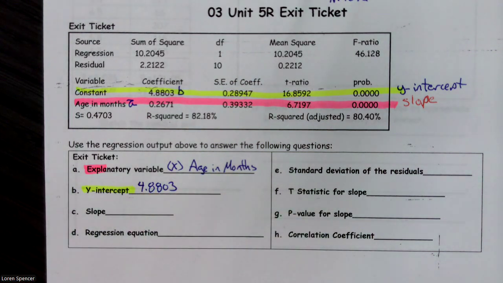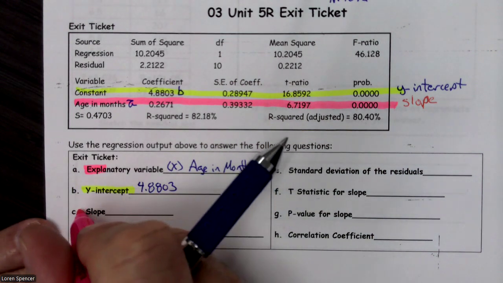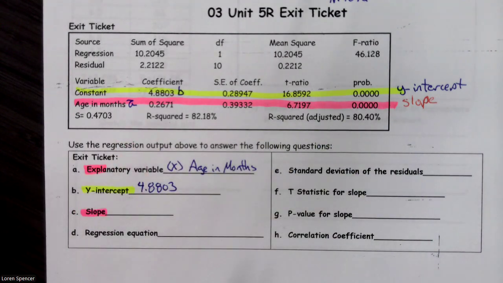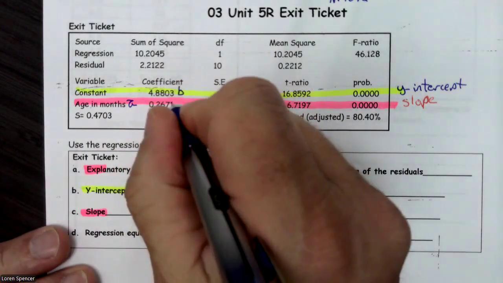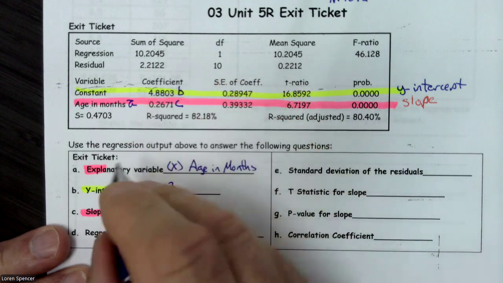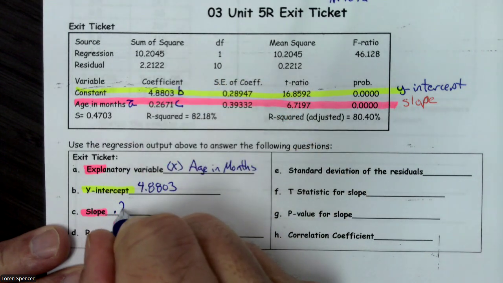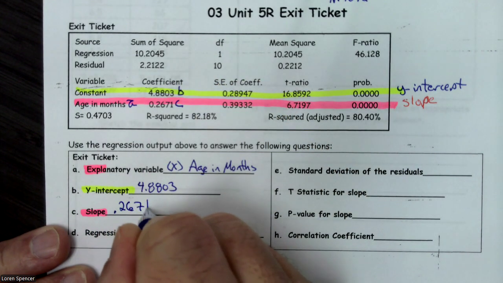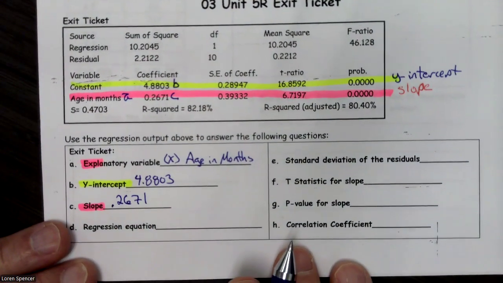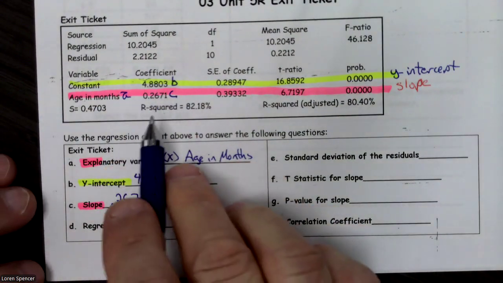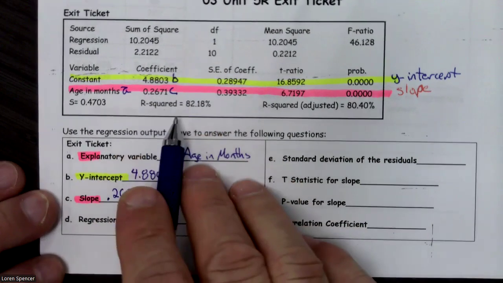The next thing it asks for is slope. And the word slope tells me, oh, we must be looking at the slope row, and we are, and it's directly below the y-intercept, and that's 0.2671.